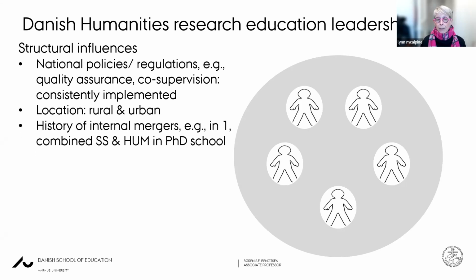Their histories were different, and that became important in how they situated and moved themselves forward. So their histories, just like their biographies, shared similarities but also differed. And for instance, one of the schools combined social sciences and humanities in a PhD school.